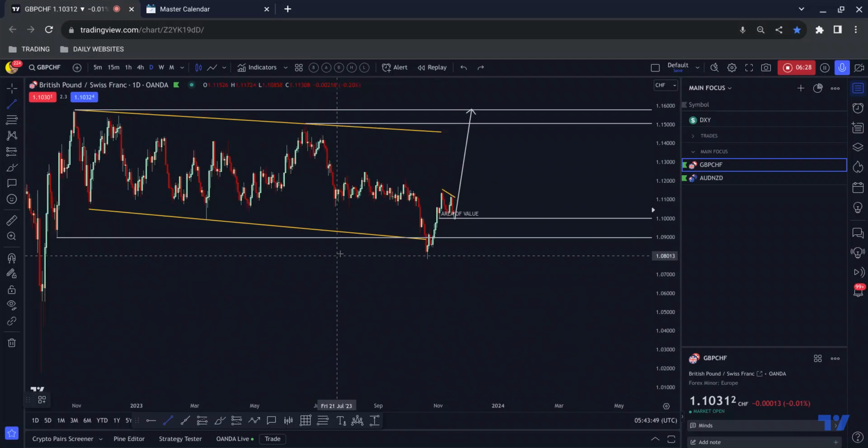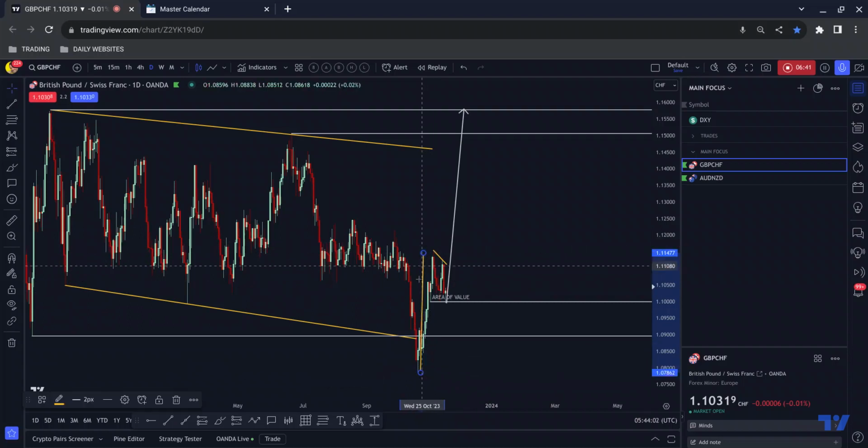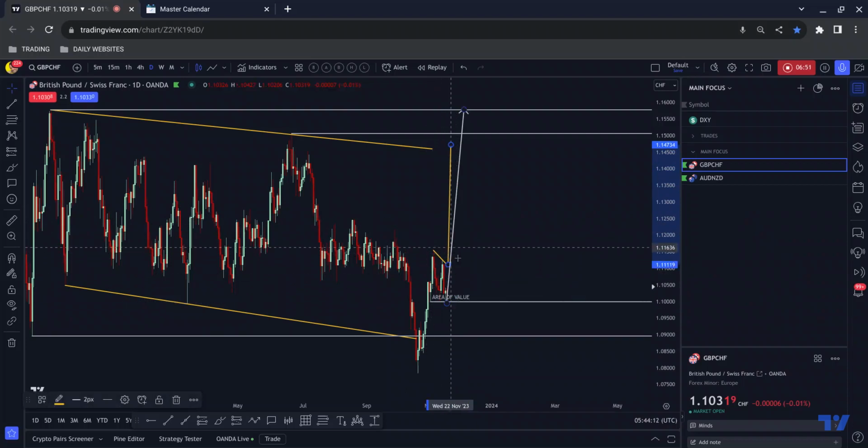We also know that the impulsive leg out of an impulse correction continuation is often of a similar length to the impulse which has preceded it. So if we measure this impulse and we assume that the correction out of it is of a similar length, and then we measure it from the break of the correction as well, because the amount of volume which is built up within the correction can often dictate how far out price actually moves. That would take us up to this trend line. Okay, so that would take us up a lot of the way. Bearing in mind this is the daily chart.